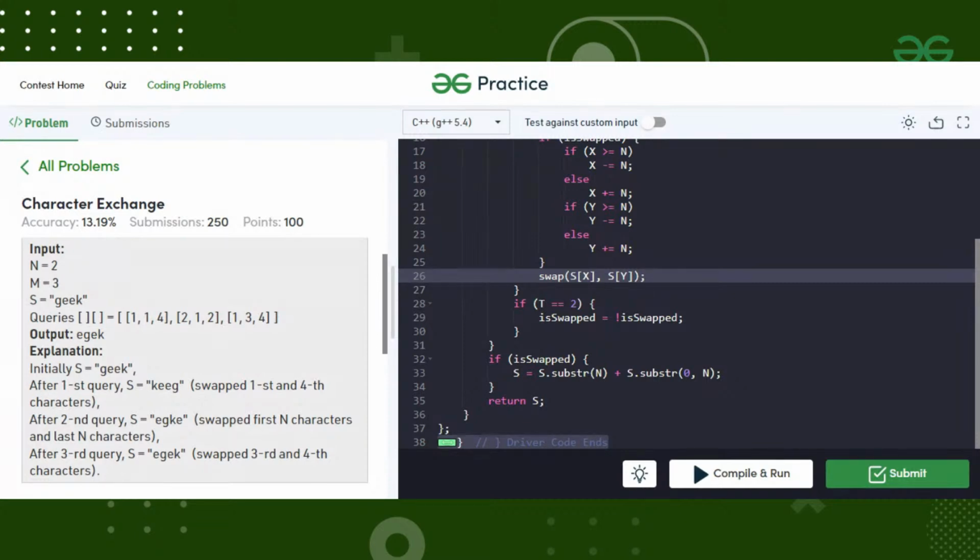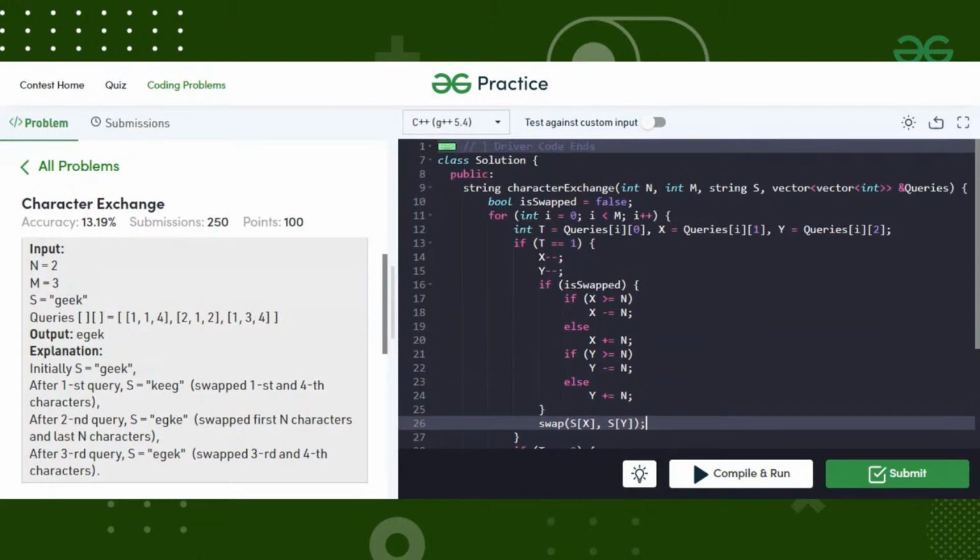And at the end, if the variable says that the first n characters have been swapped, then you simply need to concatenate them. In this way, I'm concatenating the first n part and the second n part. That will give you the correct answer, and then at the end you can simply return s. So this is the code for the question, and that was it for the post contest analysis.